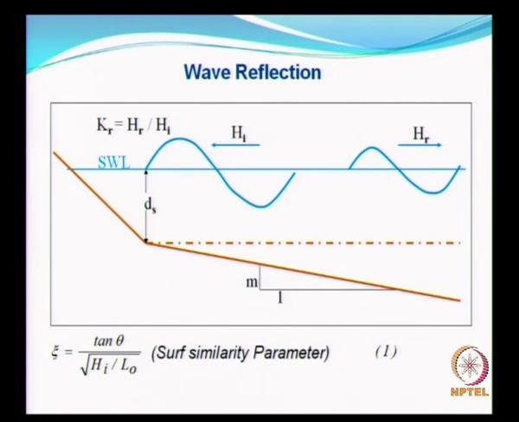So, this picture gives clearly the various parameters that are variables associated with wave reflection. Kr is Hr by Hi, where Hi is the incident wave height and Hr is the reflected wave height. You look at the slope. When the slope is there, Hr will be less, and this is what is called the surf similarity parameter, which we have seen earlier. For additional information on wave reflection, you can refer to a number of books.